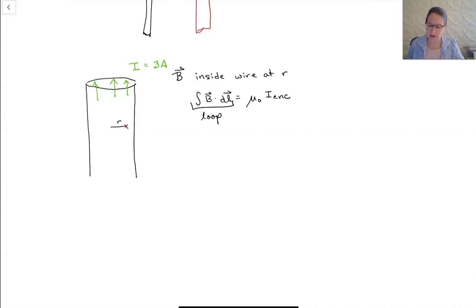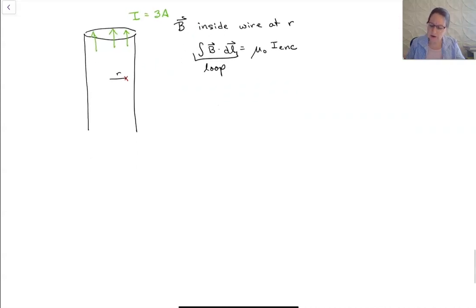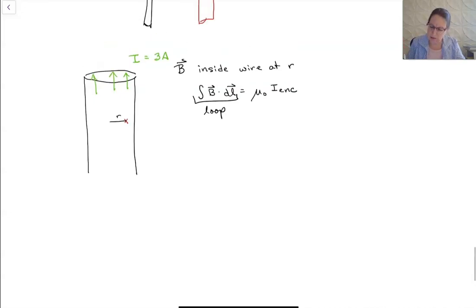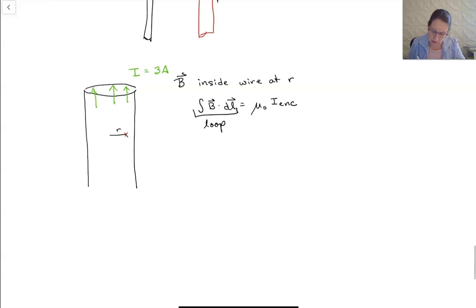This is what's inside. So to find the loop, what we're interested in is a loop that encloses the point of interest. So it would enclose this point, and we want it to be symmetric. So that would be our loop. And we'll say that'll be our dl, some little element along here.